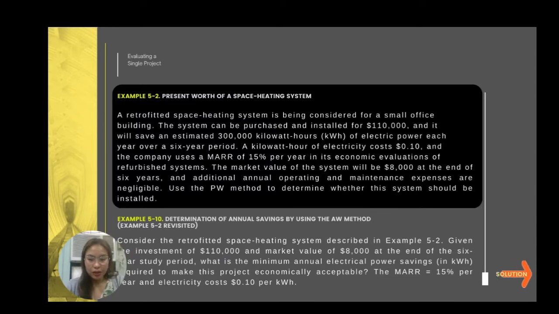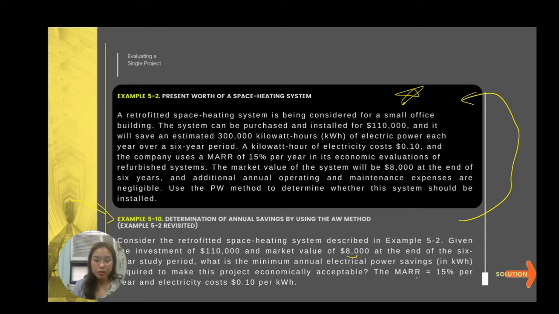Another example. Okay, refer to this example here. This is determination of annual savings by using the AW method, based on example 5-2. Consider the retrofitted space heating system described in this example. Given the investment of $110,000 and market value of 8K at the end of the 6-year study period, what is the minimum annual electrical power savings in kWh required to make this project economically acceptable?